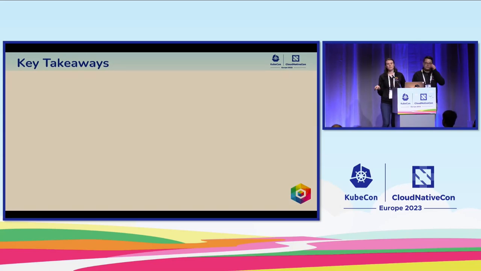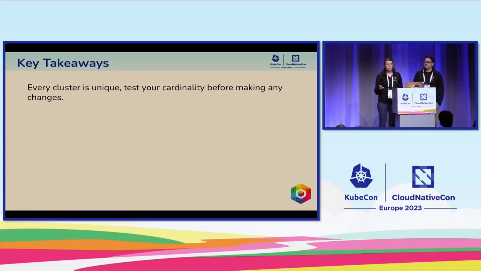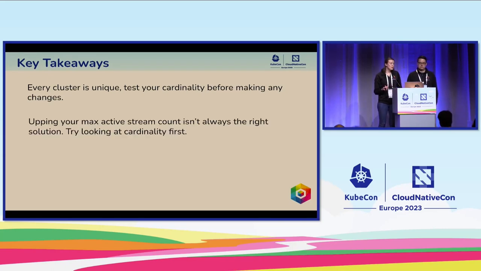So here are some of our key takeaways. First off, every cluster is unique. What worked for us might not necessarily work for you. We recommend running the log CLI cardinality test against your clusters before you try to make any changes. Upping your max active stream count isn't always the right solution, and you might try looking at cardinality first.